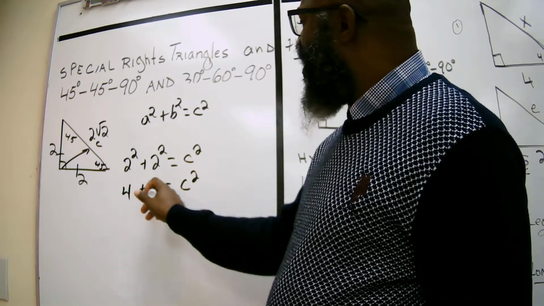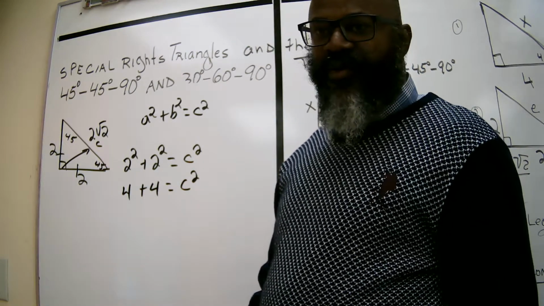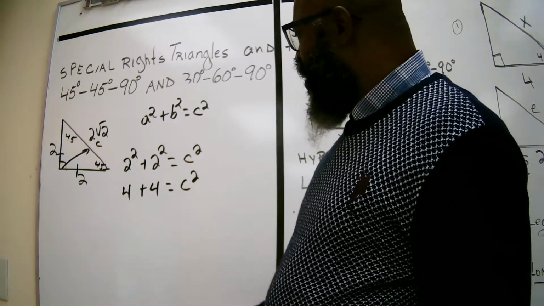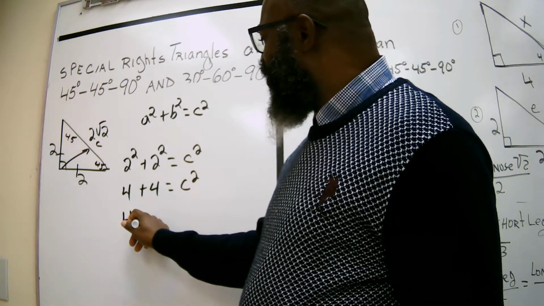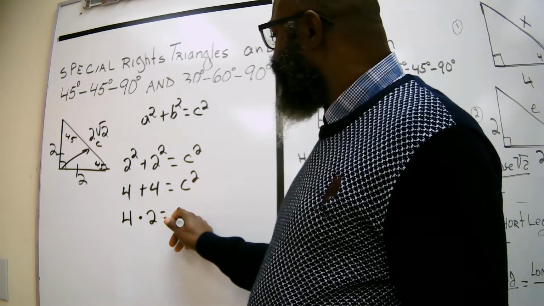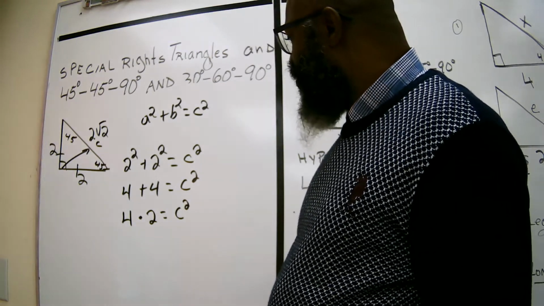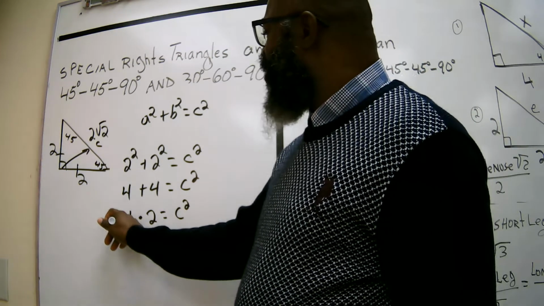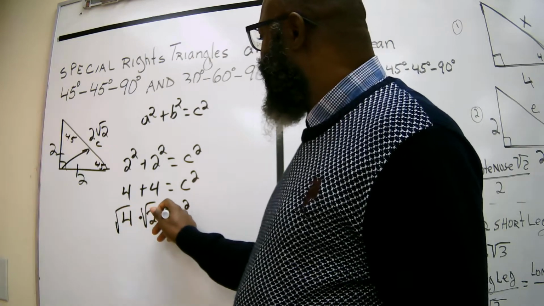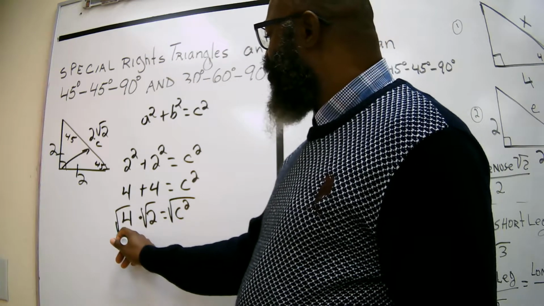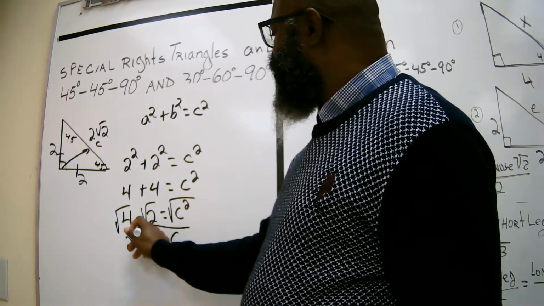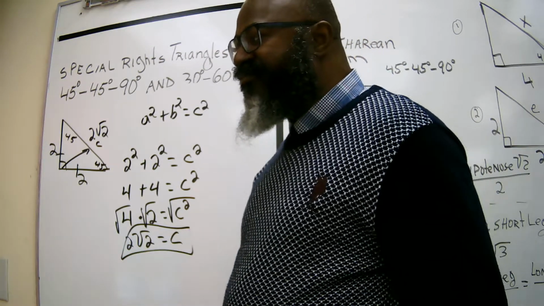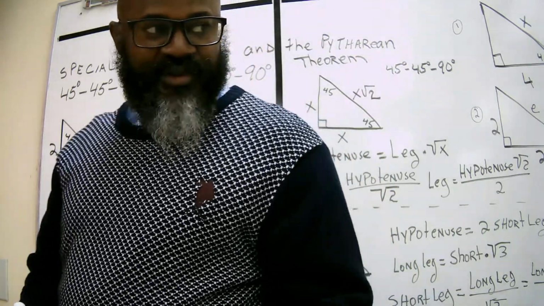Now, 4 plus 4 is 8. There's another way to get 8, which is 4 times 2. Since you don't want to deal with decimals, you will take the square root of each one of them. Then you will see that the square root of 4 is 2. Then your answer will be 2 square root of 2. You don't have to do all of this if you know what's going on.